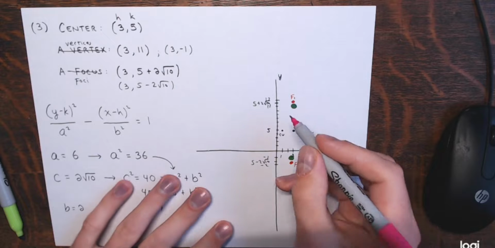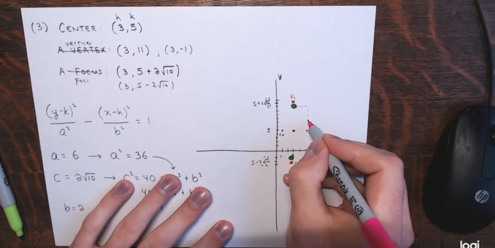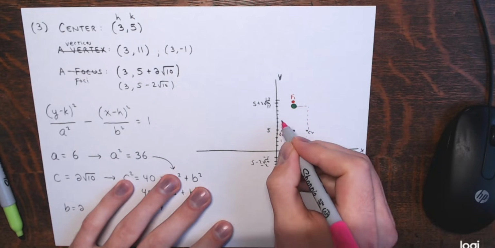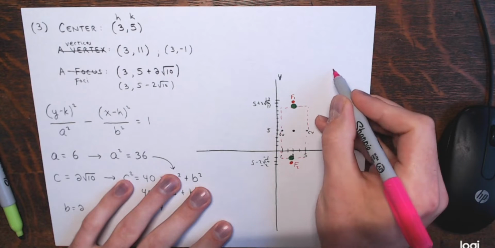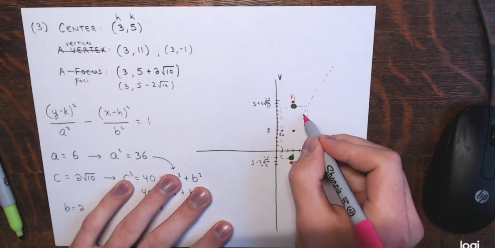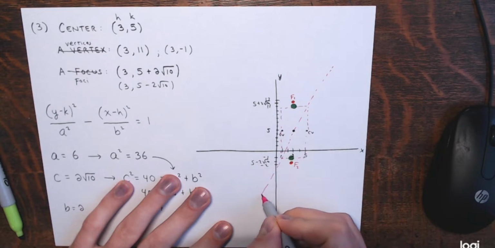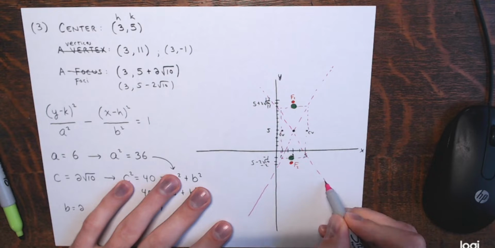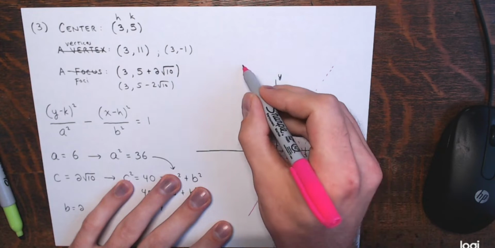And then I make a rectangle, going through the vertices and co-vertices here. And then through the corners of this rectangle and through the center go the asymptotes. Again, this isn't the greatest drawing. I'll go to Desmos in a second. We'll look at a better picture.